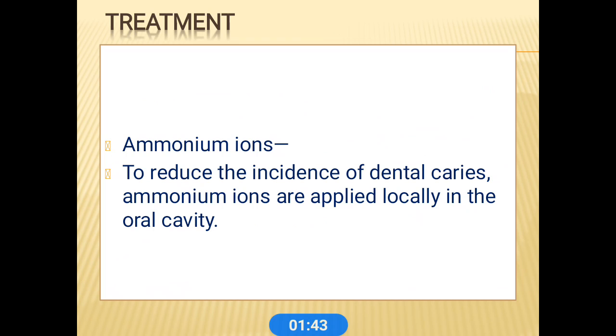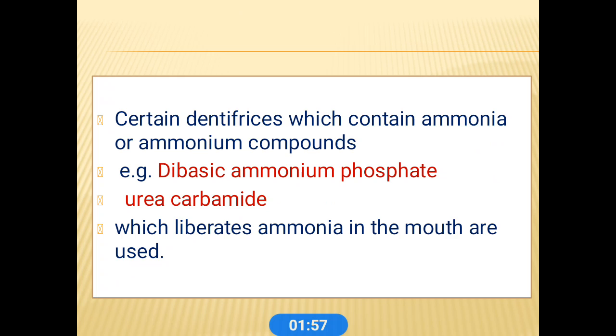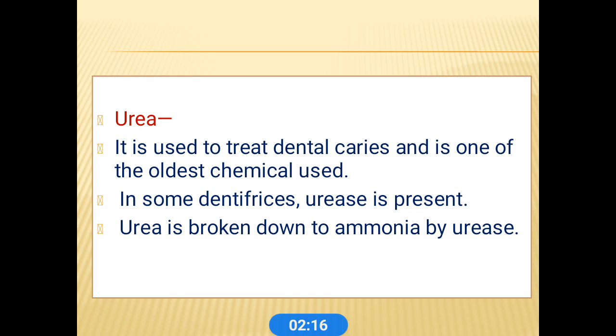Next we move to treatment options. First is ammonium ions. These ammonium ions usually reduce the incidence of dental caries. Ammonium ions are applied locally in the oral cavity. Certain dentifrices contain ammonium or ammonium compounds, for example dibasic ammonium phosphate and urea carbamate. These preparations usually liberate ammonia in the mouth. These are effective dentifrice options.